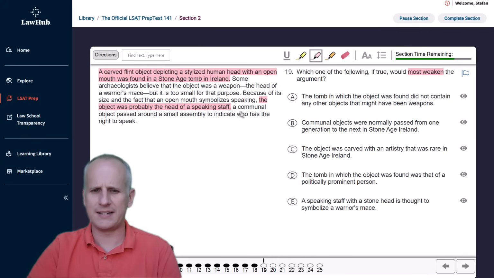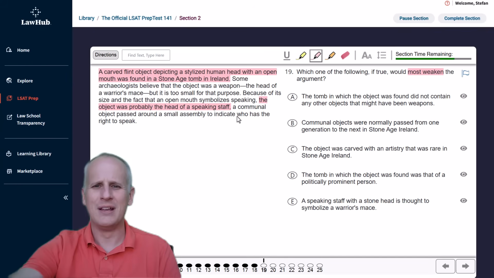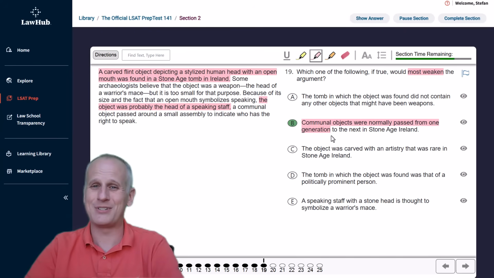And we do have to recognize that the term a communal object is right after our highlight. And that communal object, if it was passed from one generation to the next in Stone Age Ireland, well, guess where it's not going to be? It's not going to be in a tomb. So we might be able to proactively say that because communal objects were passed from one generation to the next, it's not going to be in a tomb. So that directly attacks the idea that this object was probably the head of a speaking staff. So now we'll go through the remaining answer choices, including choice A, to reevaluate why it's wrong. But on the exam, we might go briskly, especially if we're trying to get a 165 or 170 plus.